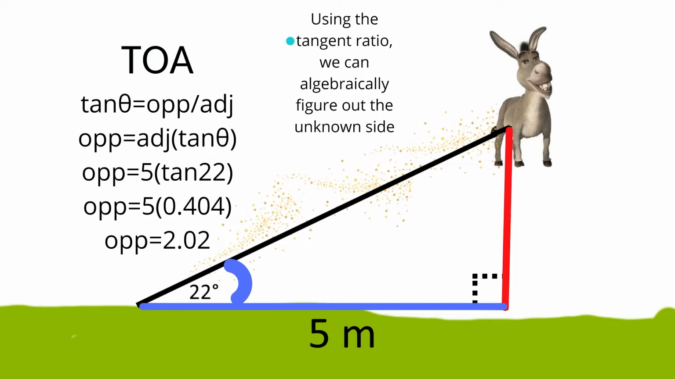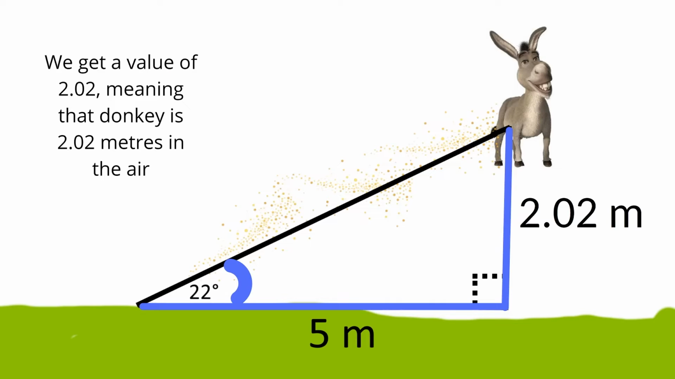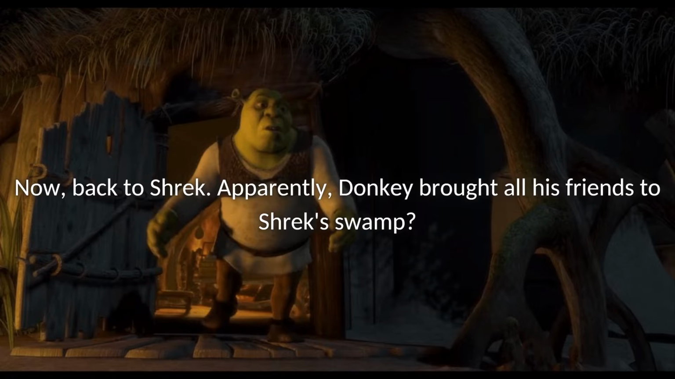Using the tangent ratio, we can algebraically figure out the unknown side, plugging in our values and rearranging them to get an ultimate result of 2.02, meaning the donkey is 2.02 meters off the ground. Now that's pretty high up for a land mammal.